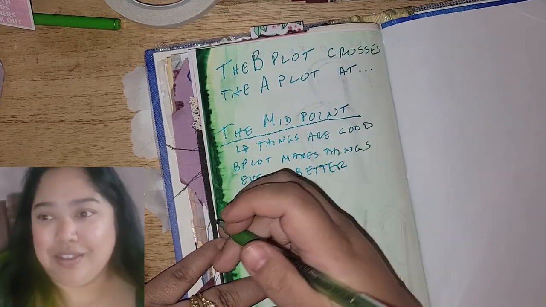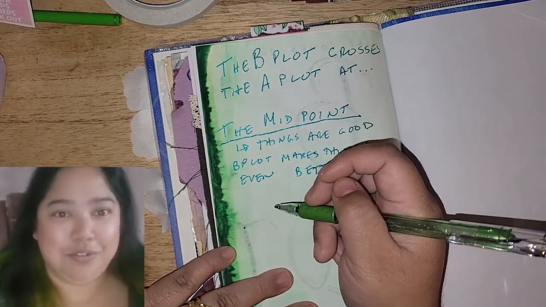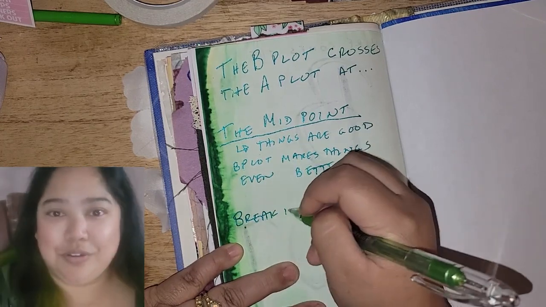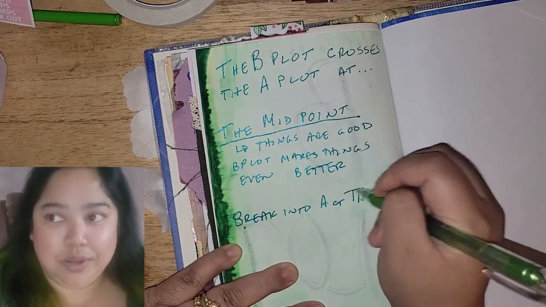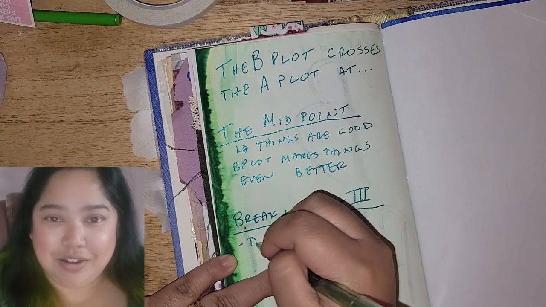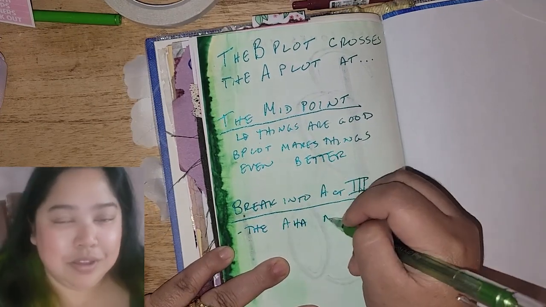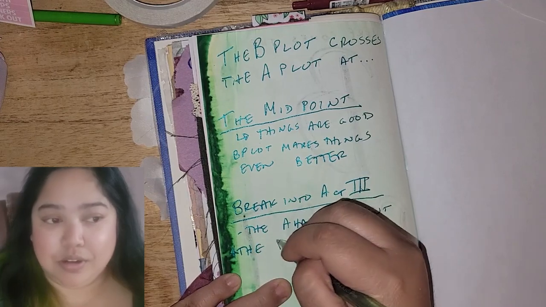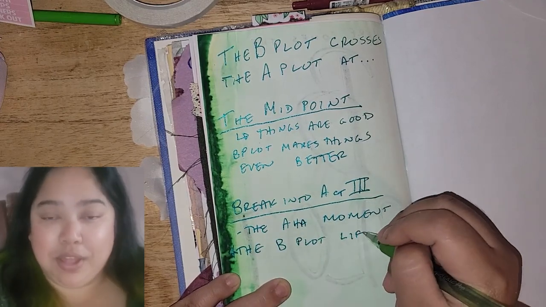And then as the ball keeps rolling, things are going well, and then things are going poorly, but the story is still going. And then when your character is in their dark night of the soul, somewhere around that, either right before or soon after, they're going to cross paths with the B plot in some way.